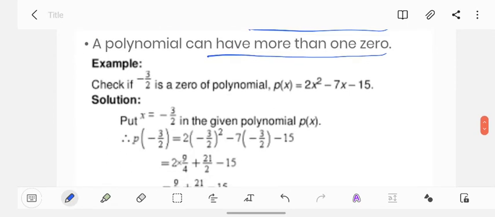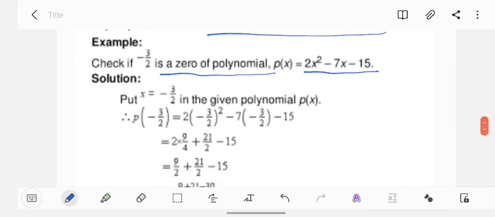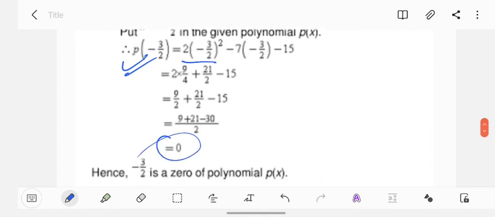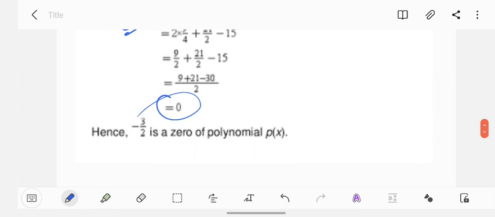Let's take an example here. Check if minus 3 by 2 is a zero of the polynomial p(x) equals 2x squared minus 7x minus 15. For that, we need to substitute the value minus 3 by 2 in place of x. So p(-3/2) equals 2 multiplied by (-3/2) squared, minus 7 multiplied by (-3/2), minus 15. After solving it, you will get the result as 0. That means minus 3 by 2 is a zero of the polynomial p(x). That's all from today's class.